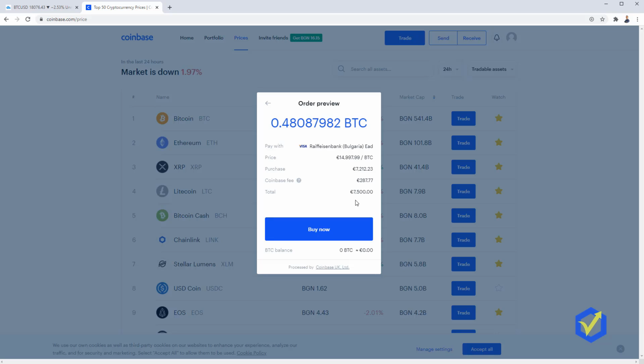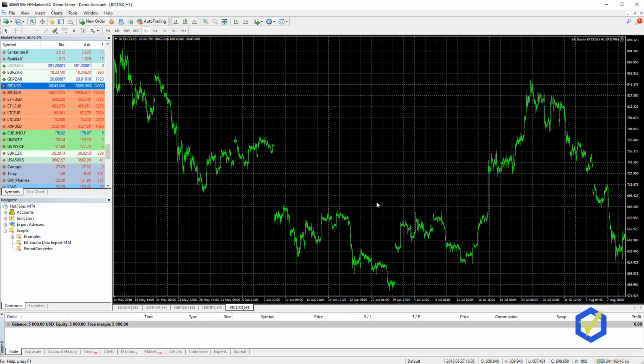And this is for 7,500 euro, which is actually less than half of a Bitcoin. So if I'm buying a complete Bitcoin on an exchange like Coinbase, I will be paying more than 570 euro for that transaction. Okay, and after that, when I'm selling it or exchanging it for other cryptos, there will be more fees, obviously. I just wanted to compare it one more time with the exchanges, because many people say that it's more expensive to trade CFDs, but that's not actually the reality.